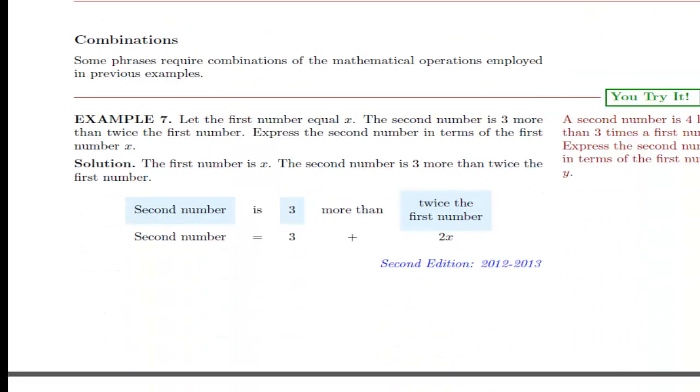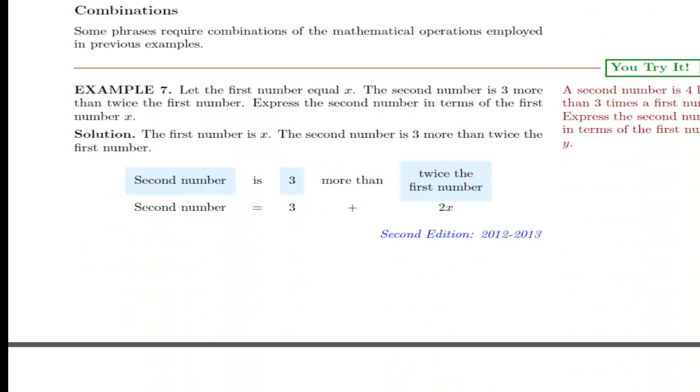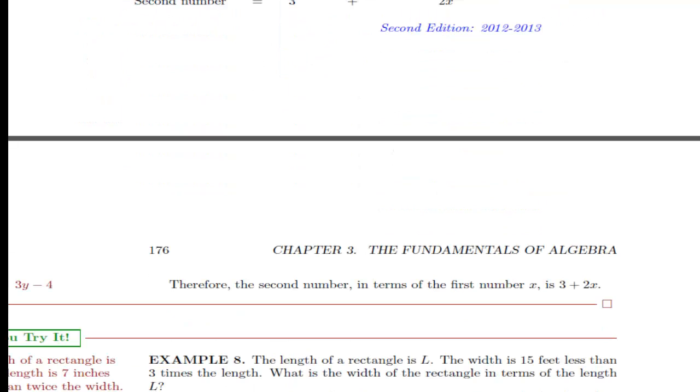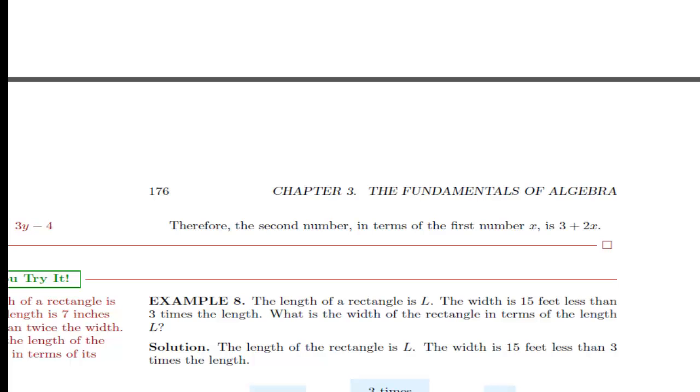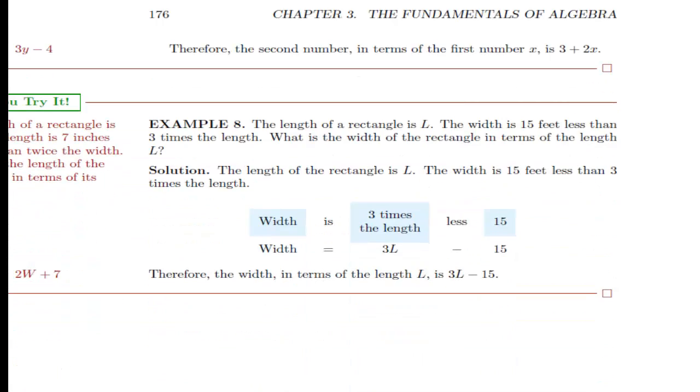Combinations. Some phrases require combinations of the mathematical operations employed in previous examples. Example 7. Let the first number equal x. The second number is 3 more than twice the first number. Express the second number in terms of the first number x. Solution. The first number is x. The second number is 3 more than twice the first number. So we have the second number is equal to 3 more than, or plus, twice the first number, the product of 2 and x. Therefore, the second number in terms of the first number, x, is 3 plus the product of 2 and x, or 3 + 2x.